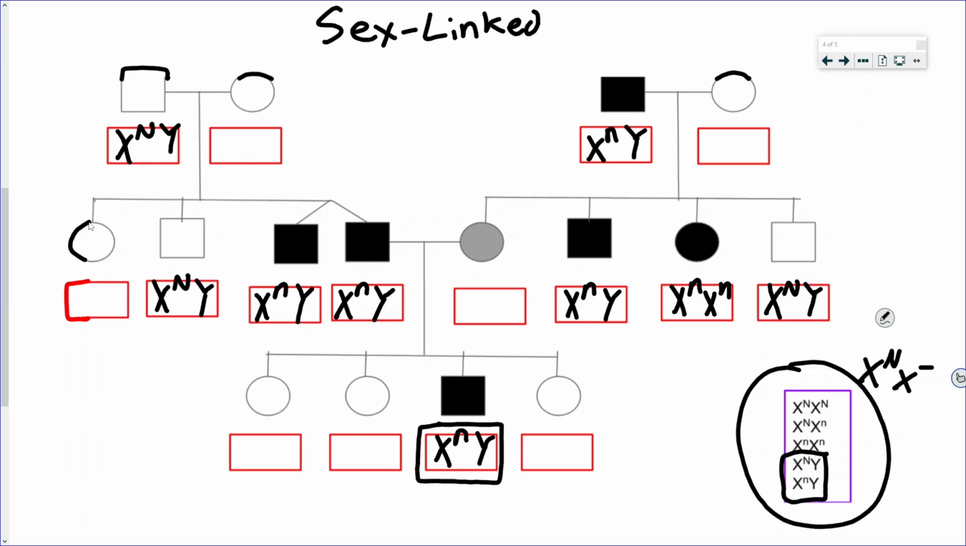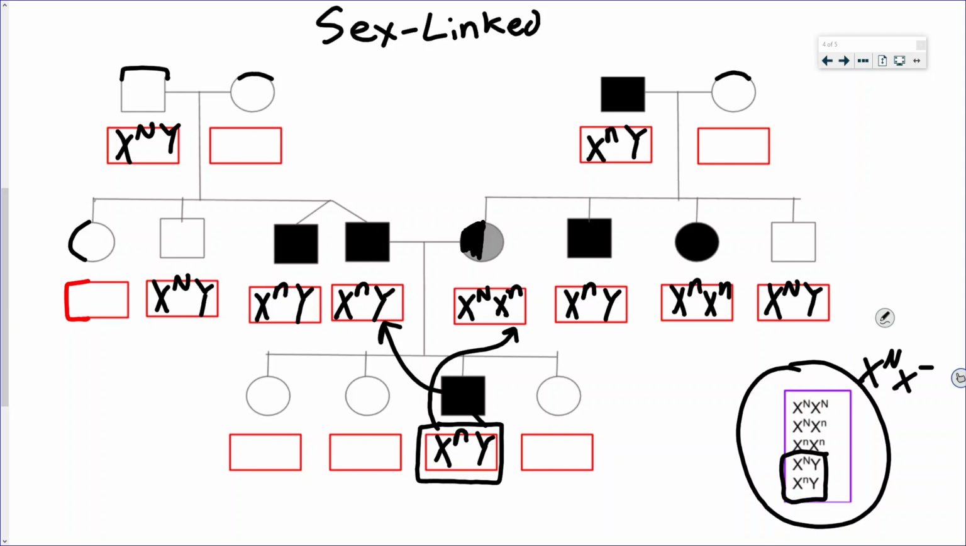What I remember is that the males get their Y chromosome from their dad, and their X chromosome must then come from their mom, which then tells me that this mom right here has to have one capital and one lowercase because she was not shaded to begin with. Now you'll notice that I already pre-shaded this one gray to show that she is a carrier. Oftentimes you'll see carriers half shaded like this.